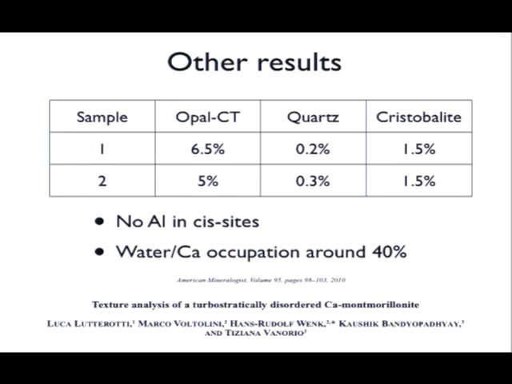Okay, well, we can get the quantitative phase analysis. Quartz was very small, so 0.2%, 0.3, while we have a huge amount of data from one of these images. So we are very sensitive to the quantities here. And there was a little bit of cristobalite, the Opal-CT. We also get the water occupancy, etc.